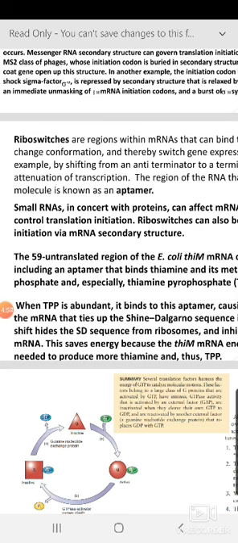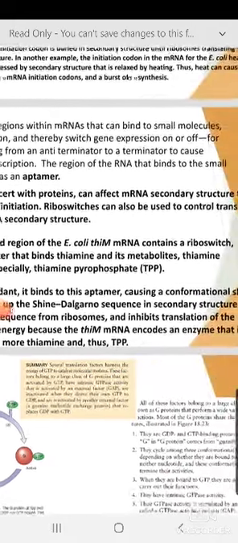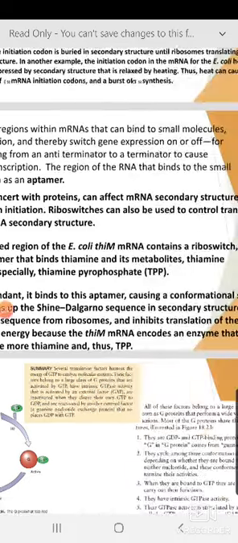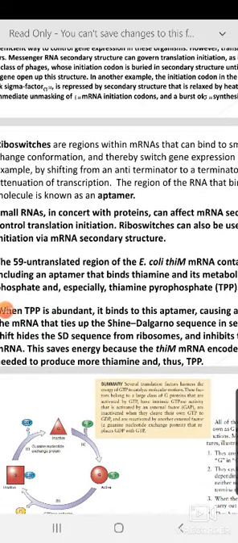Because of the binding of certain things within that RNA sequence, its conformation gets changed, switching from anti-terminator to terminator sequence. The region of the RNA that binds to the small molecule is known as the aptamer. So remember what an aptamer is: it's a sequence of RNA where another molecule comes and binds, and because of that there is a conformational change and it switches its activity.